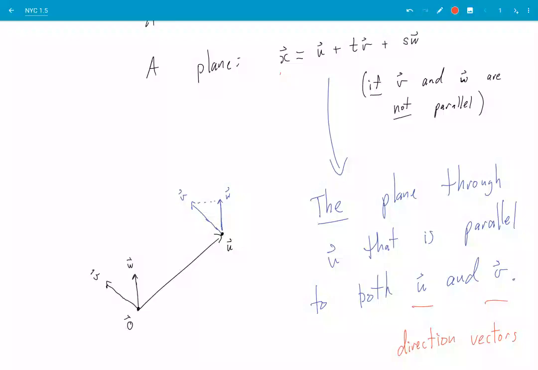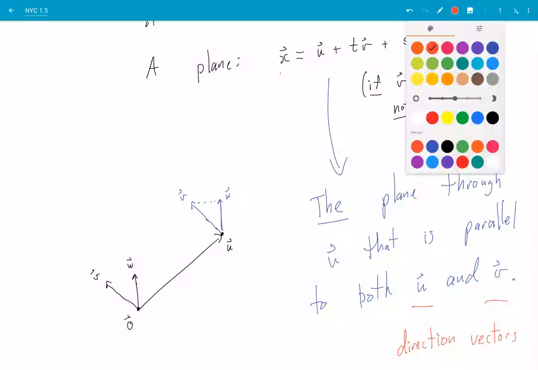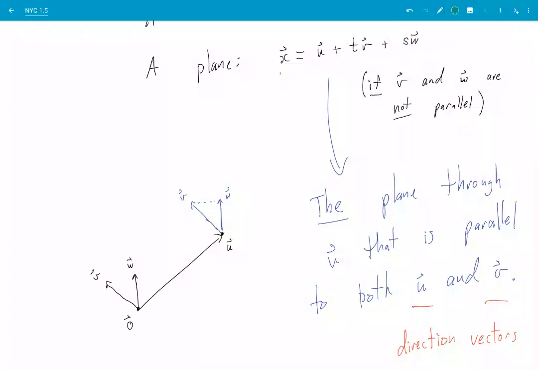Okay, I got my letters mixed up, I'm afraid. Let's go with the green here. Oh, forest green. What did I do to both? So I got these mixed up.